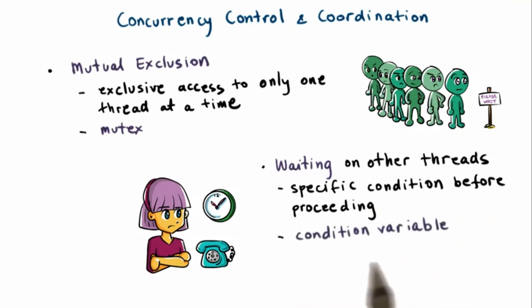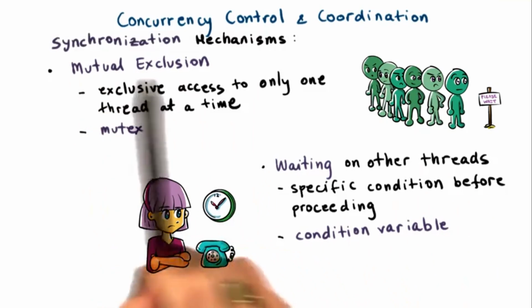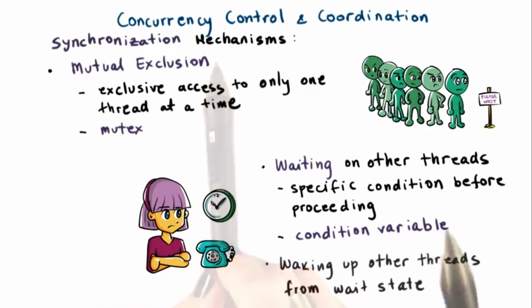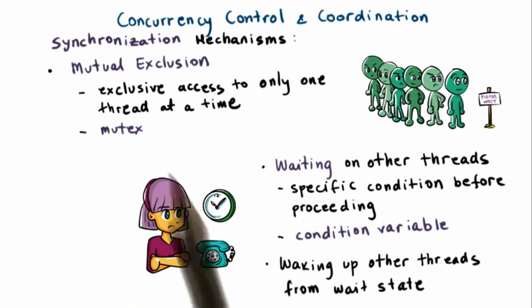Birrell talks about using so-called condition variables to handle this type of inter-thread coordination. We refer to both of these mechanisms as synchronization mechanisms. For completeness, Birrell also talks about mechanisms for waking up other threads from a wait state, but in this lesson we will focus mostly on thread creation and these two synchronization mechanisms, mutexes and condition variables. We will discuss this issue a little bit more in following lessons.